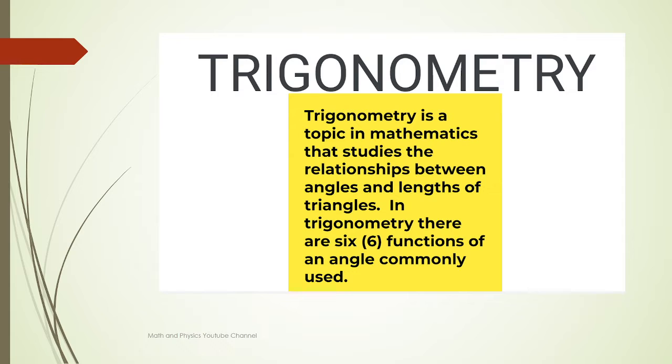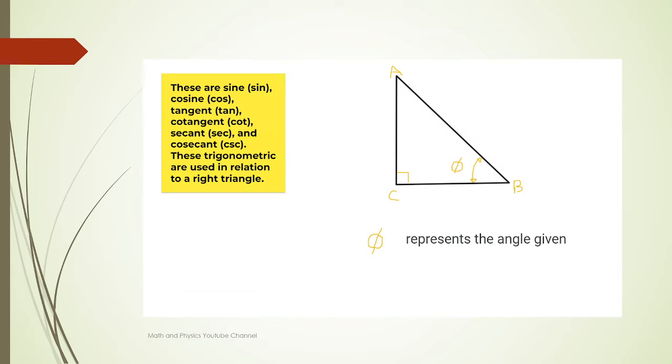So trigonometry is a topic in math that studies the relationships between angles and lengths of triangles. In trigonometry, there are 6 functions of an angle that are commonly used. These are sine, cosine, tan, cotan, secant, and cosecant. These trigonometric functions are used in relation to a right angle triangle. We know it's a right angle triangle because we have this right angle symbol at C in this triangle ABC.